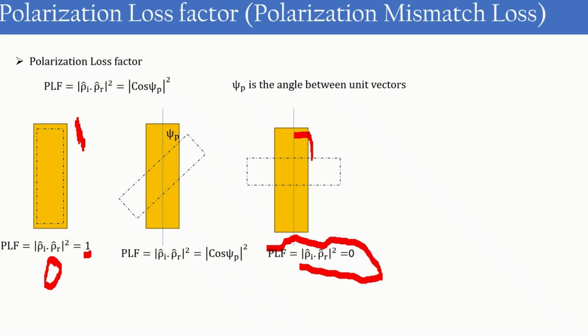That means that if both polarizations are out of phase, there won't be any reception. It won't accept any signal if both are in opposite directions. That is, a vertically polarized antenna will not receive anything from a horizontally polarized signal.